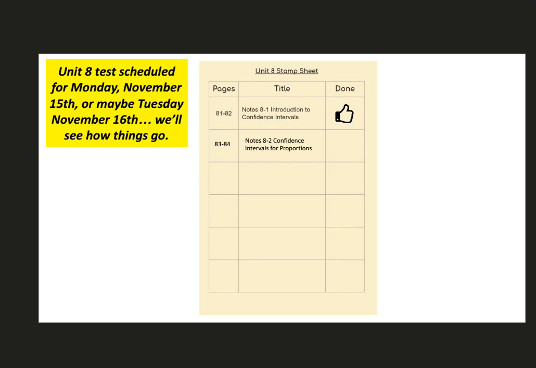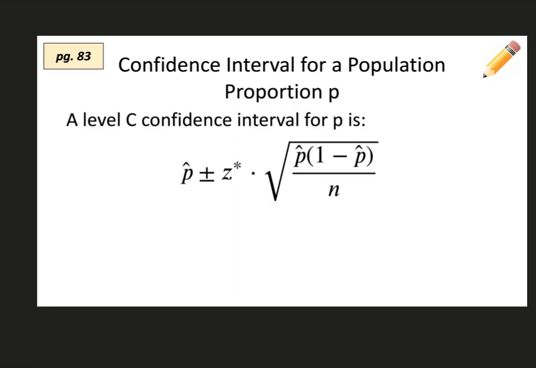All right, here is the video for notes 8-2, confidence intervals for proportions. So the confidence interval for a population proportion, P, is P hat plus or minus Z star times the square root of P hat times 1 minus P hat over N. So let's just break down what each thing represents.